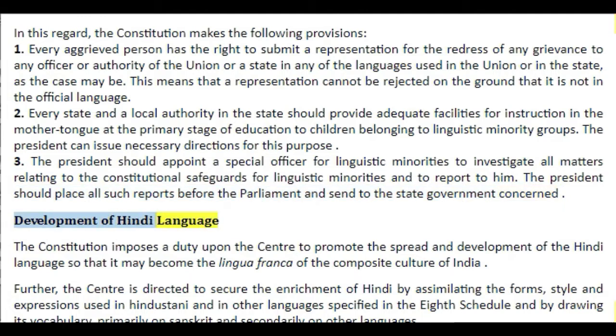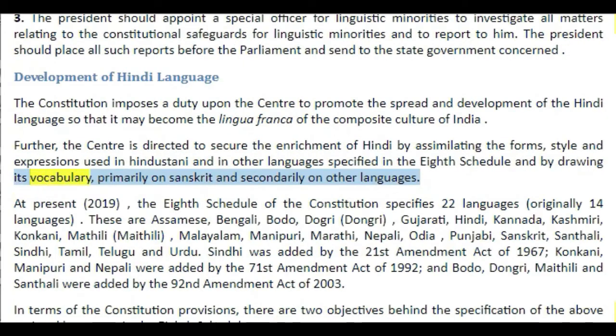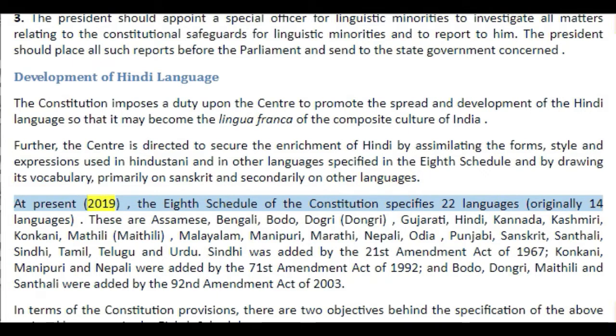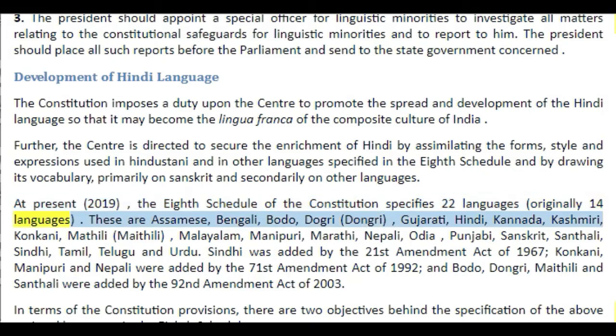Development of Hindi language. The Constitution imposes a duty upon the centre to promote the spread and development of the Hindi language so that it may become the lingua franca of the composite culture of India. Further, the centre is directed to secure the enrichment of Hindi by assimilating the forms, style and expressions used in Hindustani and in other languages specified in the 8th Schedule, and by drawing its vocabulary, primarily on Sanskrit and secondarily on other languages. At present, 2019, the 8th Schedule of the Constitution specifies 22 languages, originally 14 languages.